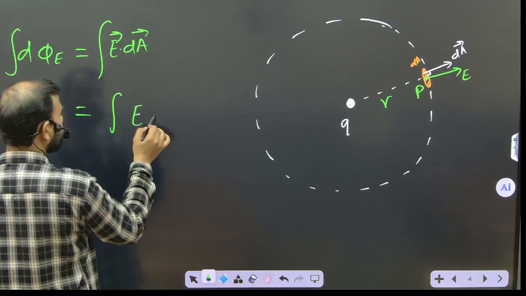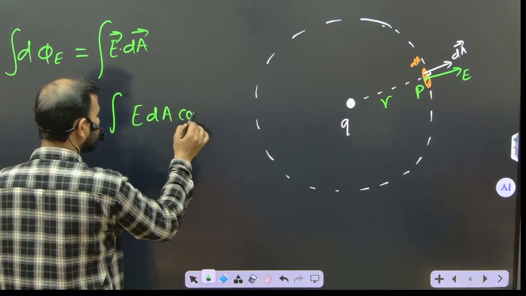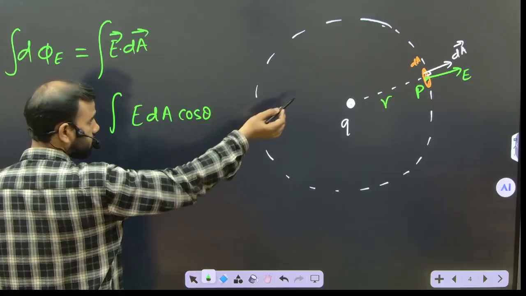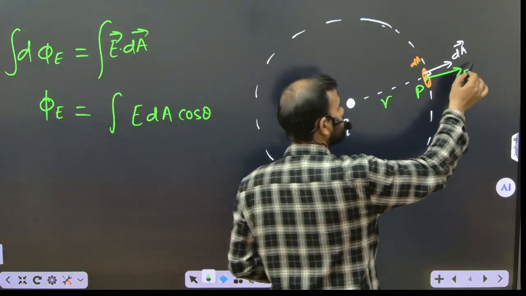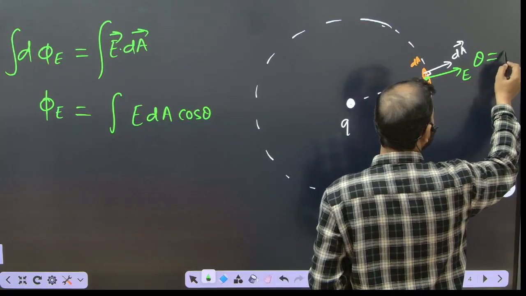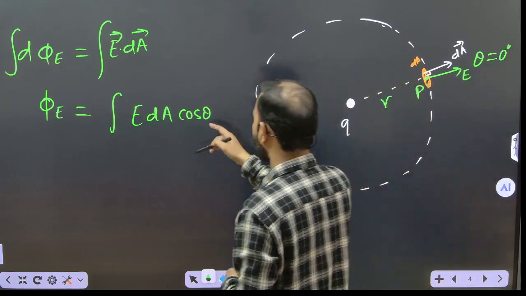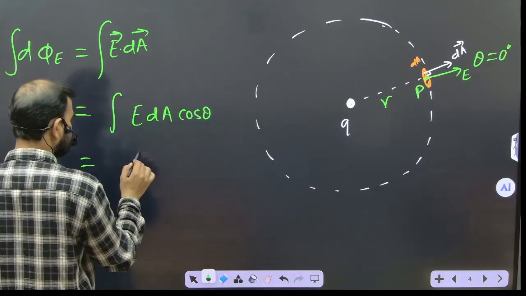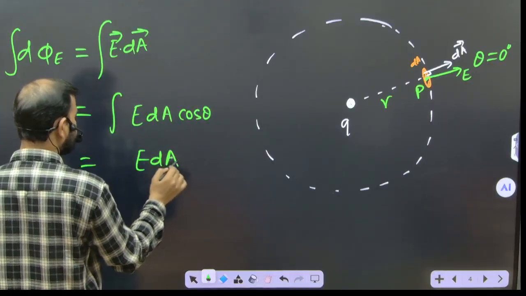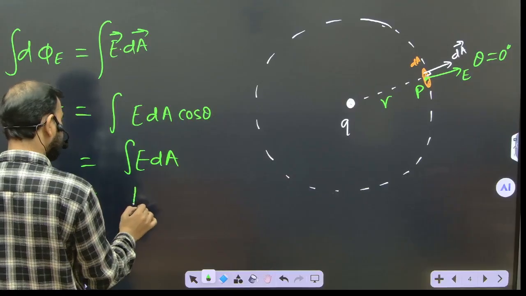And what is the dot product? E dA cos theta. And what is theta here? The angle between the area vector and the electric field, that is 0 degree. So cos 0 is 1. So just dA and E remain here, and E we take outside.